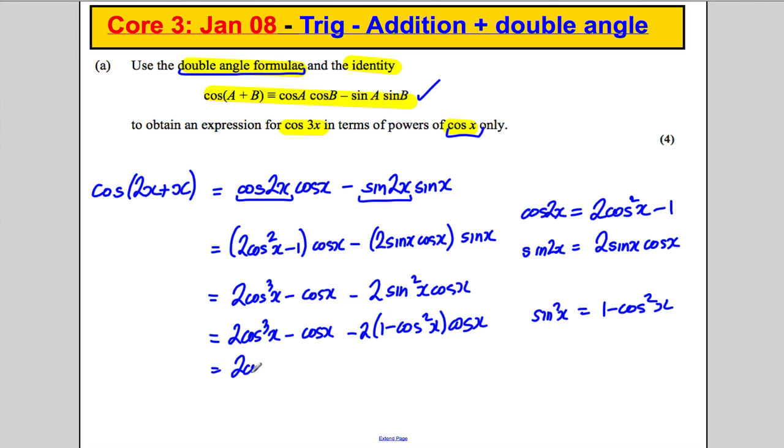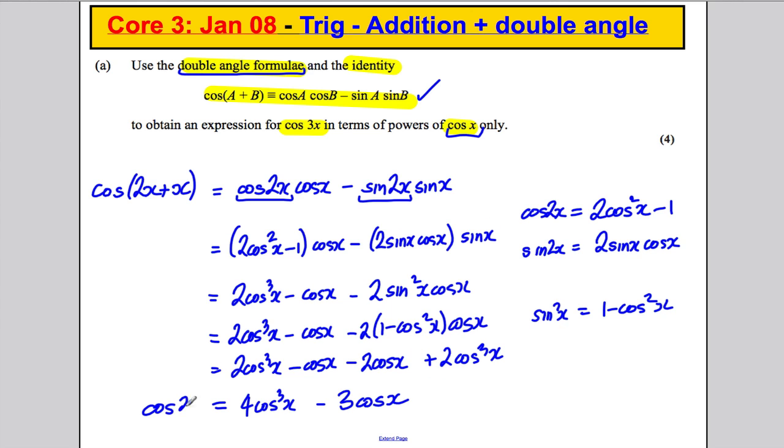So 2 cos cubed x minus cos x. Multiplying this out here, all in one go, let's try and do it. You get subtract 2 cos x plus 2 cos cubed x. So collecting everything, you've got 4 cos cubed x, subtract 3 cos x. And that's it. You've obtained the expression for cos 3x that you were looking for.